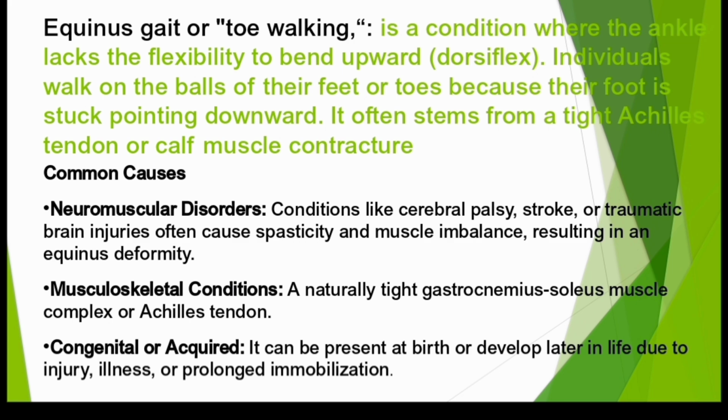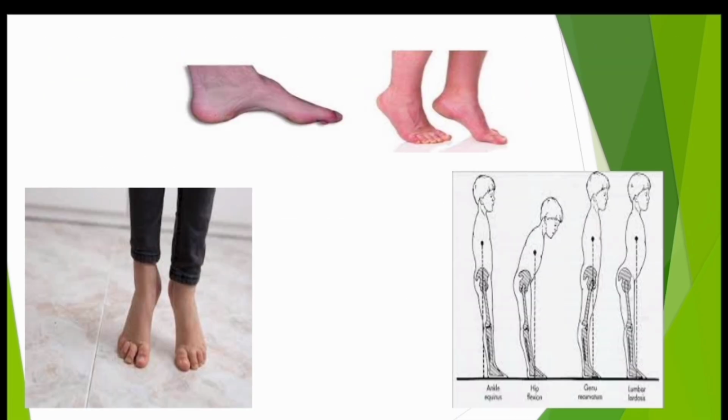And then musculoskeletal conditions also, like tight gastrocnemius or soleus muscle complex or an Achilles tendon. Then congenital, it can be present at birth or develop later in life due to injury, illness, or prolonged immobilization. So in the picture you can see the ankle lacks the flexibility to bend upward, right? So only the toes are walking here. So this is equinus gait.